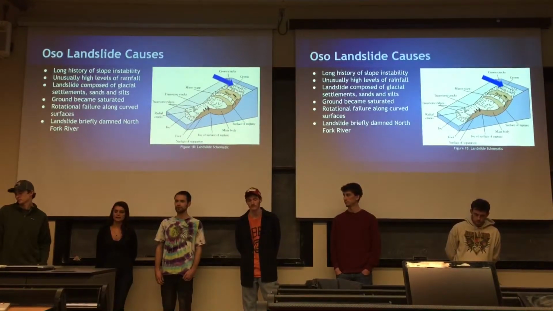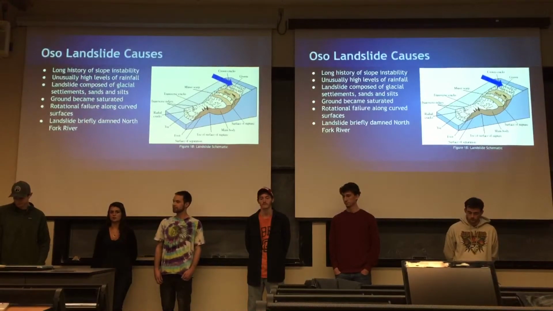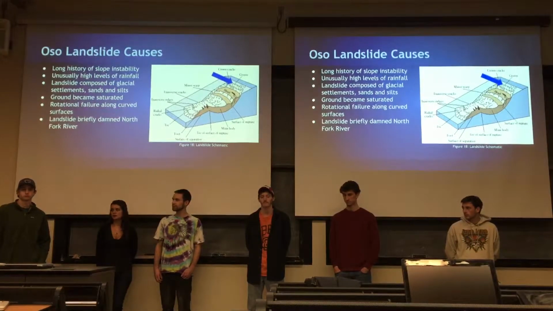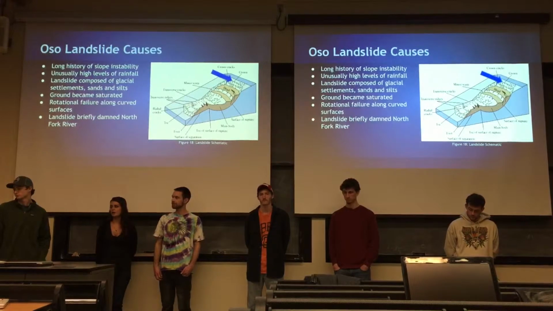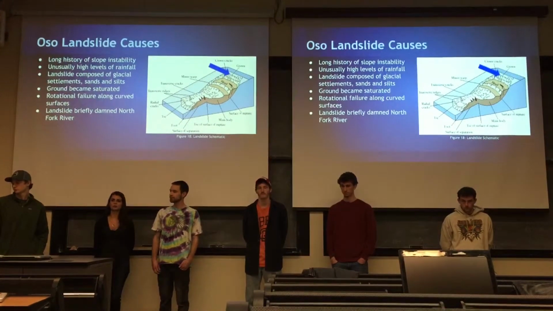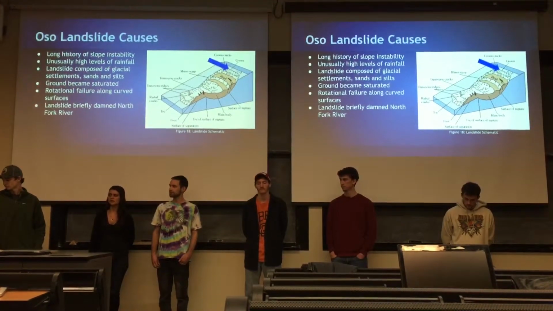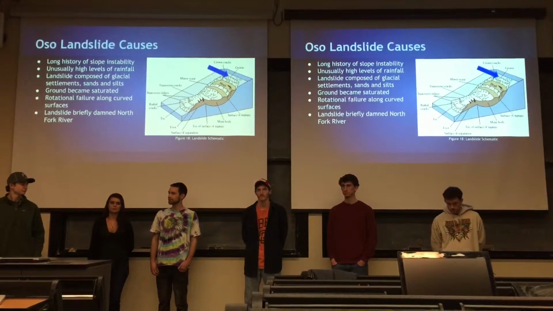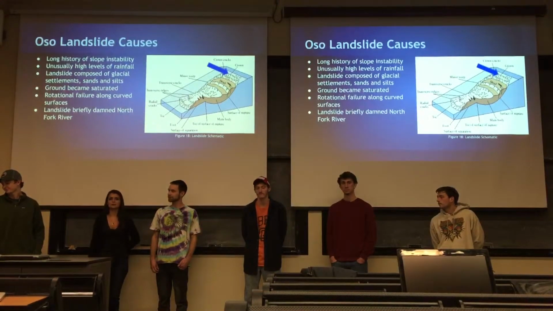So some of the causes of this landslide were, in this area, there's a long history of slope instability. There's been 5 other previous catastrophic landslides. During this time of year was the winter, and the precipitation was unusually high, so the rainfall saturated the soil and uprooted a lot of trees. Due to the landslide composed of glacial sediment, sand, and silts, the landslide grew at a big volume as it hit the North Fork River, and the volume was able to take out a large section of area.